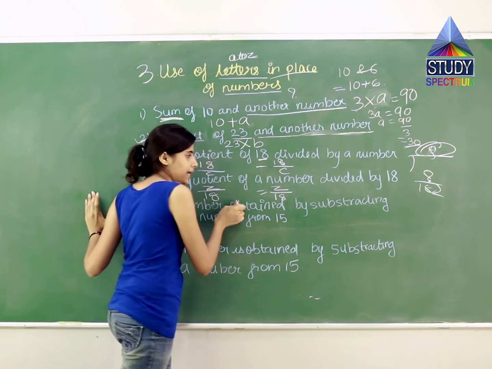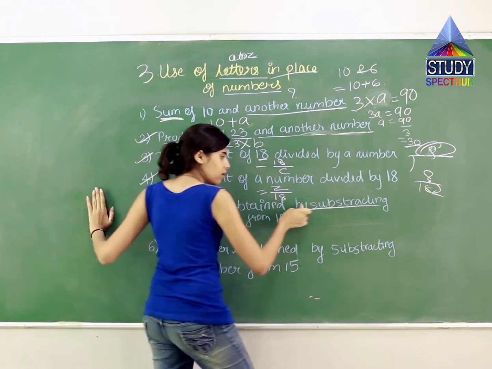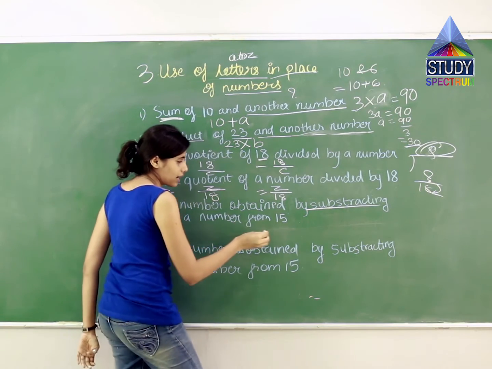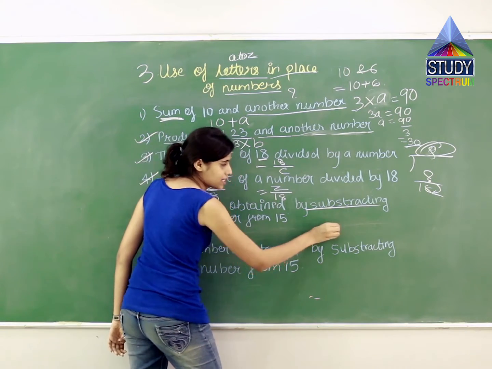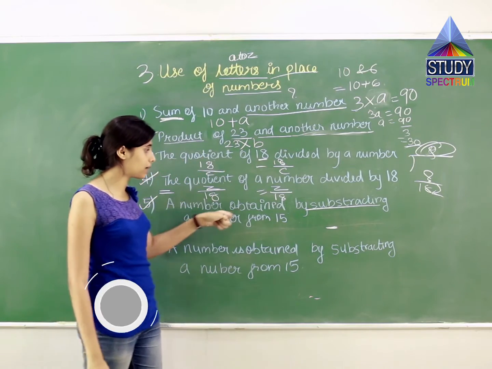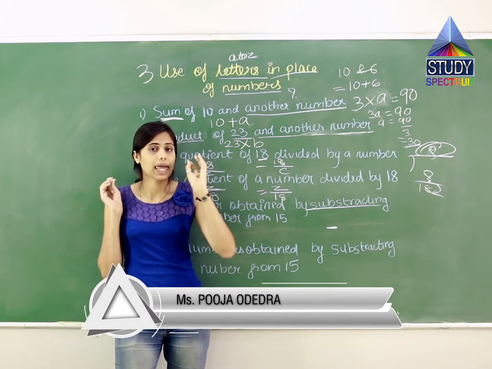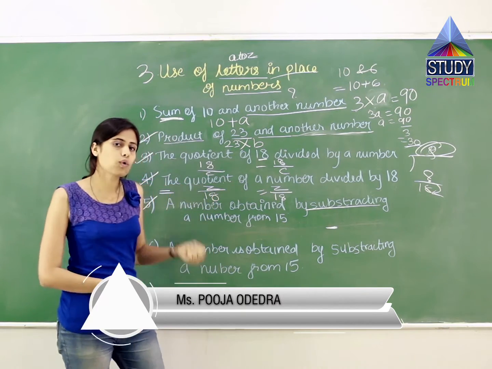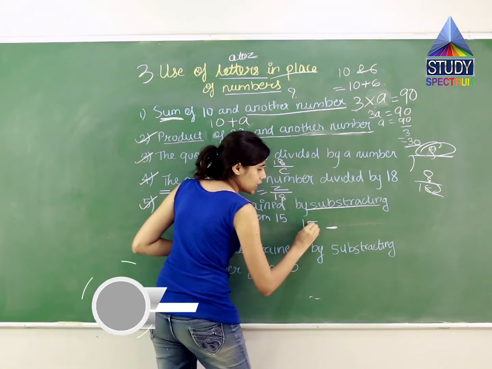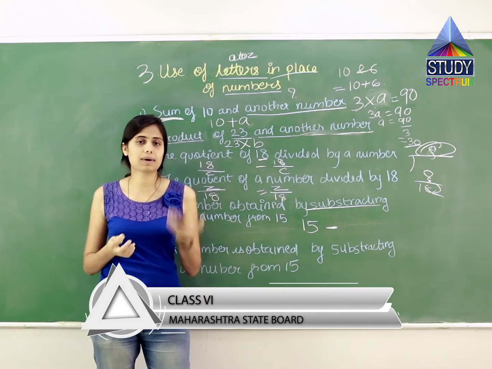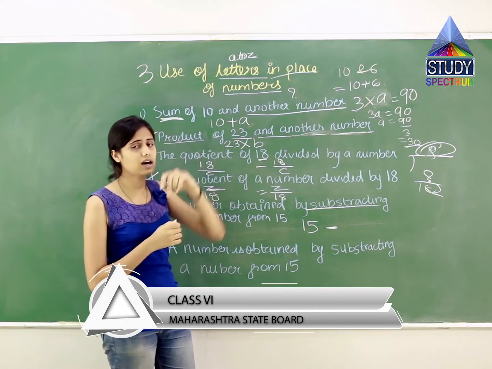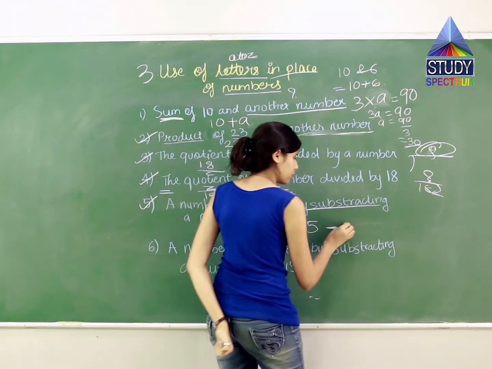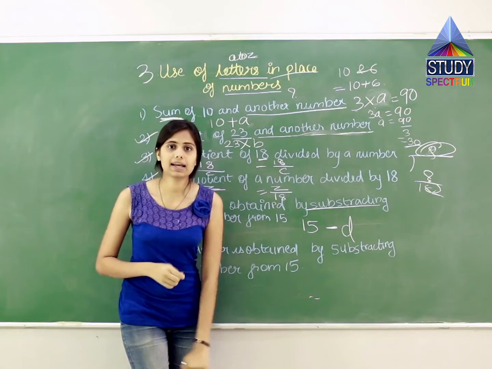Now in the next question: a number obtained by subtracting. What do we have to do over here? We have to subtract something from something. So let us write the sign first. That is the minus sign. A number from 15. That means a number has to be subtracted from 15. Subtracting from 15 means towards my left there will be a 15 and a number. A number is replaced by again a letter, which is suppose, D. So 15 minus D. Okay.